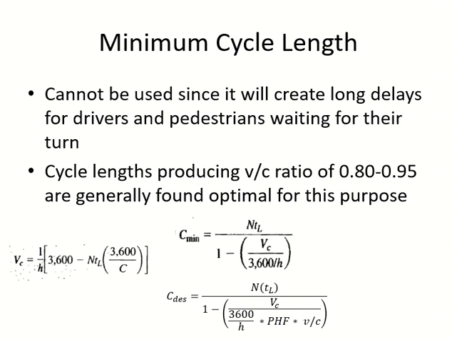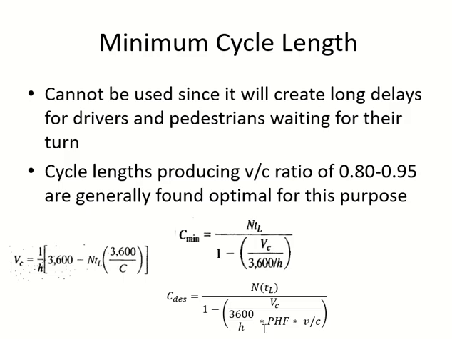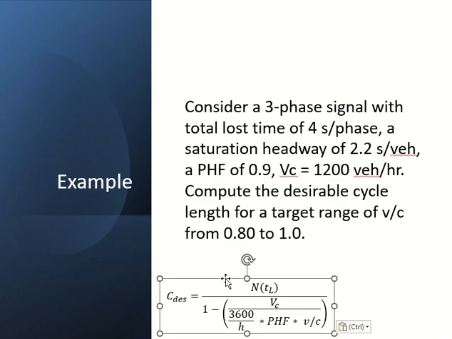Let us look at a couple of examples. We have a three-phase signal, loss time 4 seconds per phase. Saturation headway is given, peak hour factor is given, VC is given. They want the desirable cycle length, which is this one, using V by C in the range of 0.8 to 1. So what is N here? Tell me. 3. Number of phases.